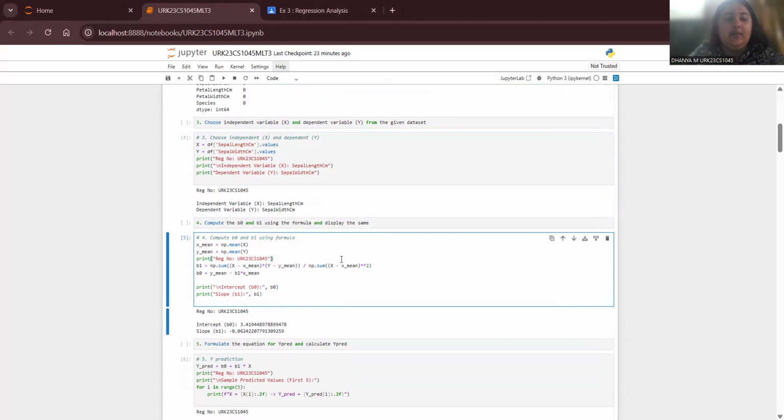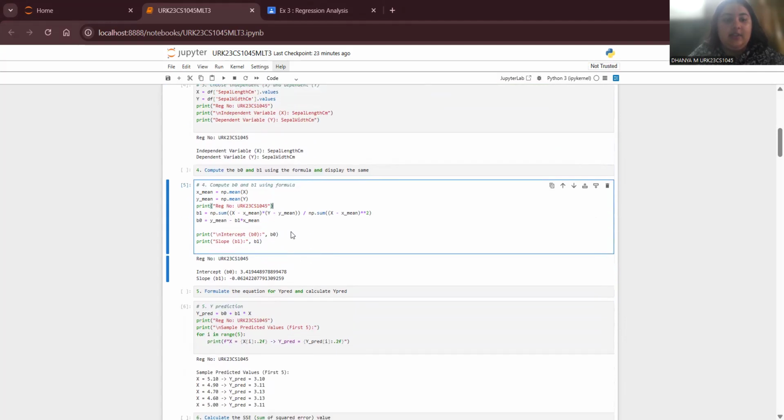And for the fourth question, I have computed the regression coefficients B0 and B1. The equation for simple linear regression is y equals B naught plus B1x, where B naught is the intercept and B1 is the slope of the regression line. The slope indicates how much the dependent variable changes when the independent variable increases by 1 unit. These coefficients are calculated using mathematical formulas.